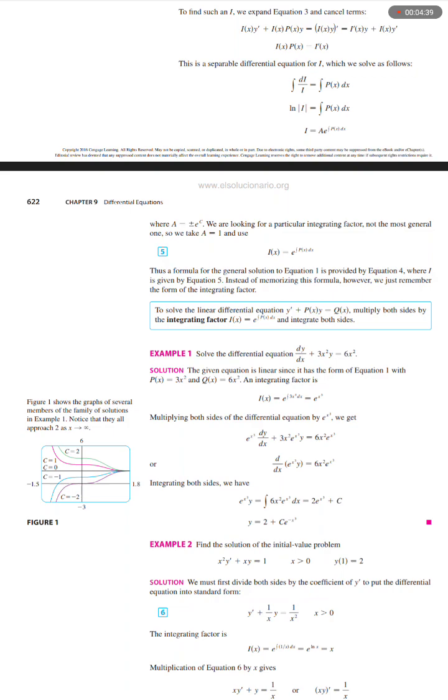Thus, a formula for the general solution to equation 1 is provided by equation 4, where I is given in equation 5. Instead of memorizing this formula, however, we just remember the form of the integrating factor. To solve the linear differential equation y prime plus P(x) times y equals Q(x), multiply both sides by the integrating factor I(x) equals e to the power of the integral of P(x) dx, and integrate both sides.